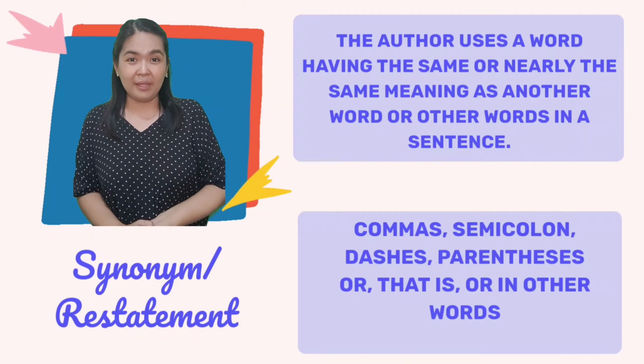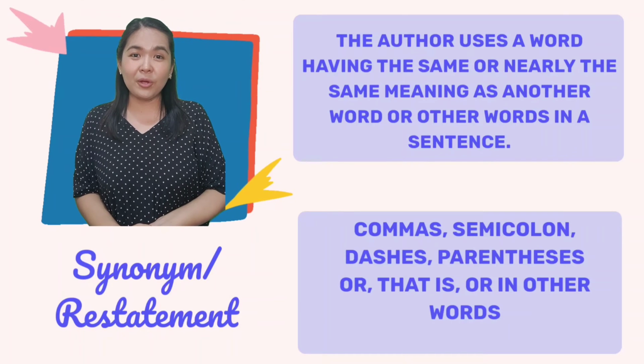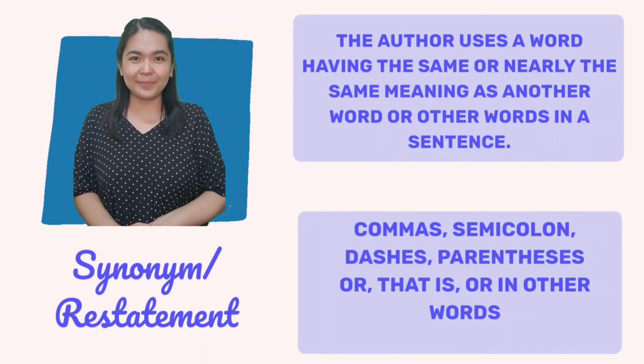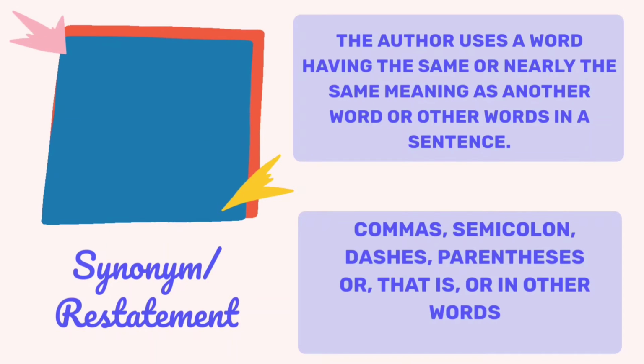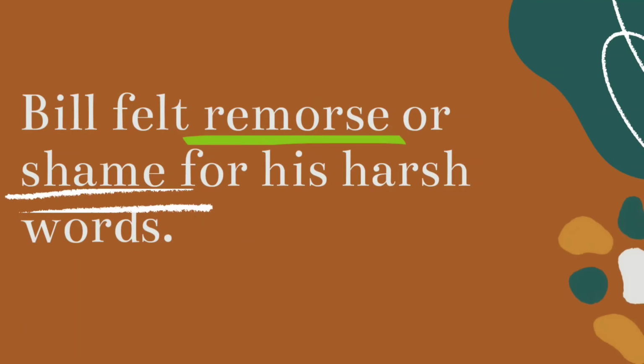Synonym or restatement. The author uses a word having the same or nearly the same meaning as another word or other words in sentences. The signals are commas, semicolon, dashes, parentheses, or words like or, that is, or in other words. For our example, Bill felt remorse or shame for his harsh words. In this sentence, the difficult word is remorse. Can you guess the synonym of this word in the sentence? Correct. It is the word shame that was introduced by the signal word or.